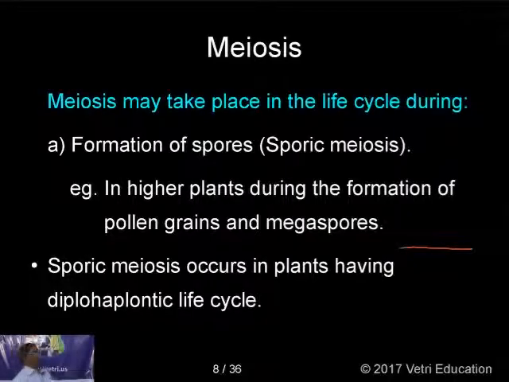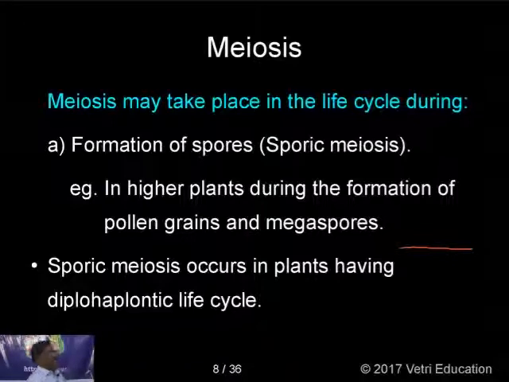Meiosis may take place at different times during the life cycle of plants and animals. Based on this, one type is at the formation of spores, called sporic meiosis. This you can find in higher plants during the formation of pollen grains and megaspores. This sporic meiosis occurs in plants having a diplohaplontic life cycle. In their life cycle, the haploid stage and the diploid stage are of the same length, and that is called a diplohaplontic life cycle. Now let us see that one.